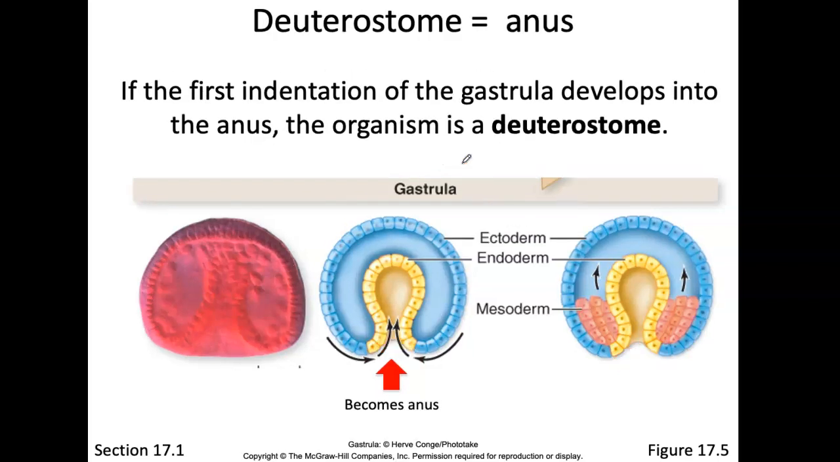However, in some of them, what happens is that this little opening here is not a mouth, right? The same one here is not a mouth. It's actually the anus. It's the other end. And so that is a deuterostome. Okay? So whether that opening that you see is mouth or anus in the gastrula.